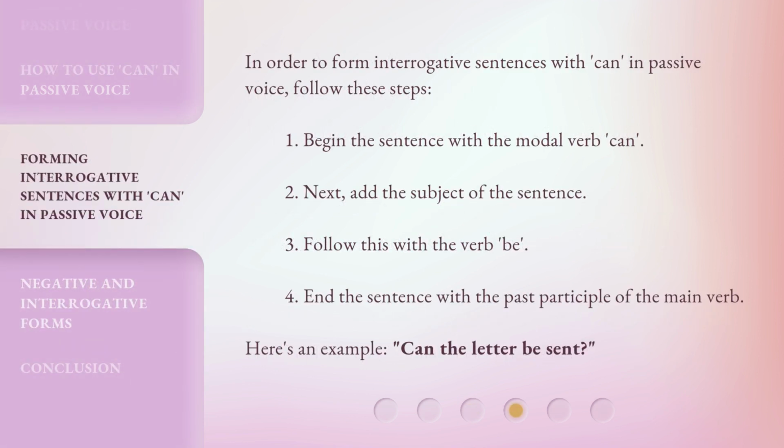In order to form interrogative sentences with can in passive voice, follow these steps. 1. Begin the sentence with the modal verb can. 2. Next, add the subject of the sentence. 3. Follow this with the verb be. 4. End the sentence with the past participle of the main verb. Here's an example. Can the letter be sent?